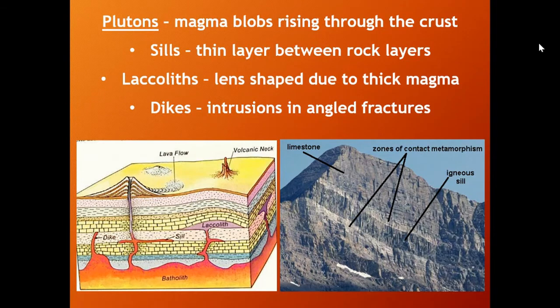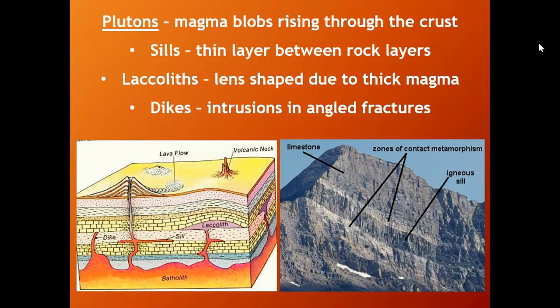First off, there's a term called pluton, and a pluton is just a blob of rising magma. As magma rises through the crust, it kind of burns a path through the crust, often taking a path of least resistance through the rock. Perhaps there's a rock that melts easier than others. Perhaps there are some fractures in the rocks, but magma will typically follow these. And so plutons are blobs, and there are different types of plutons.